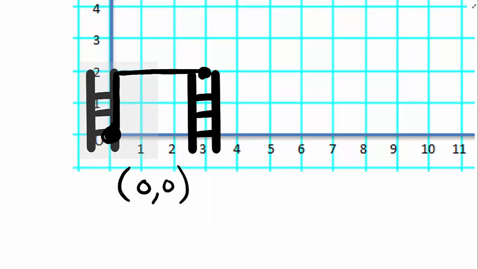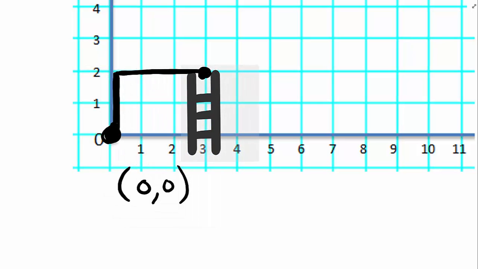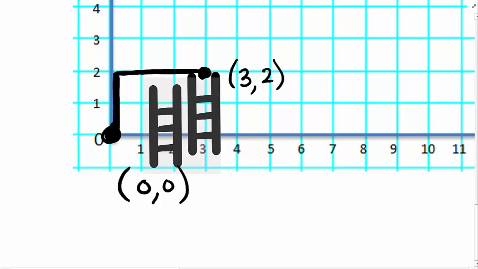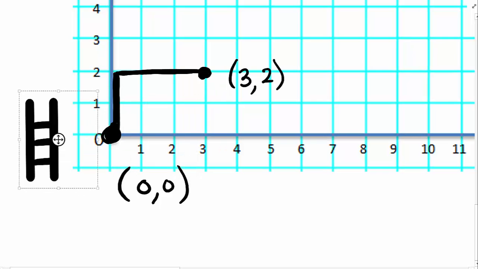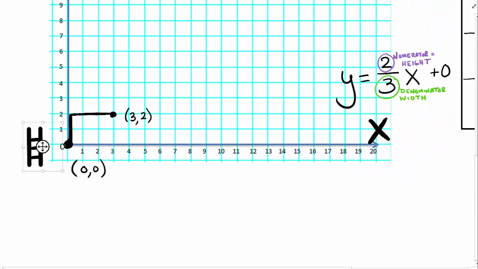So what that means is we want to have our x number first, which means this point is going to be 3, and then we climb up it to the 2. So 3, 2. All right, let me move my ladder out of the way, and let's continue to build our stairs. So I'm going to build just a couple more. I'm going to go up 2 and to the right 3, up 2, to the right 3.